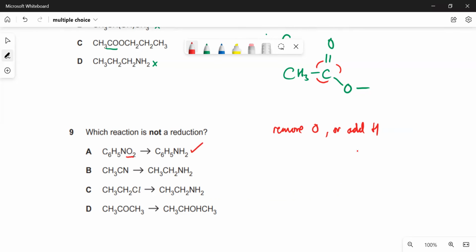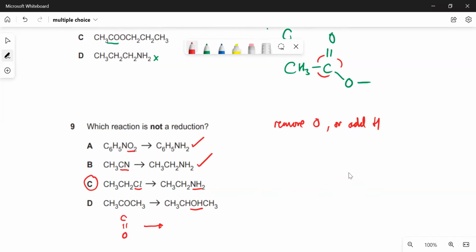This one is a reduction, B, because you've added a load of hydrogens onto the carbon and the nitrogen there to form the amine. C is not a reduction because it's nucleophilic substitution. You swapped a chlorine for an NH2. So this is the one that's not a reduction. Is D a reduction? Yes, it is. What we've got there is a ketone, and we're reducing it to a secondary alcohol, adding hydrogens onto it. Okay, so C is the answer there, the only one that's not a reduction.